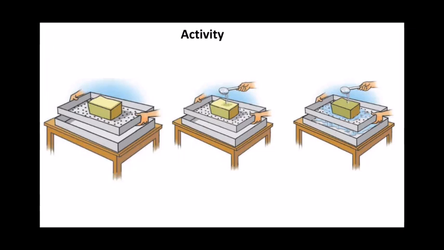In the second picture, you can see that water is poured into the sponge little by little with the help of the spoon. And in the third picture, you can see that the sponge is fully wet with the water, and now it cannot absorb any more water.